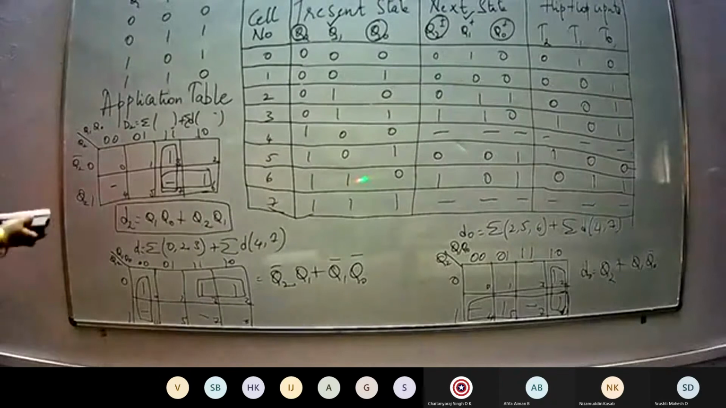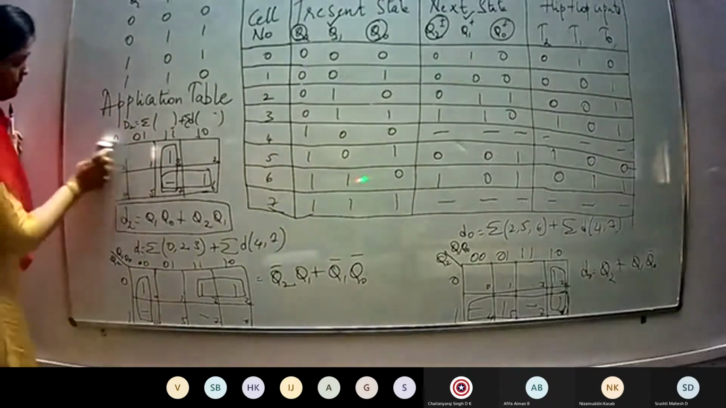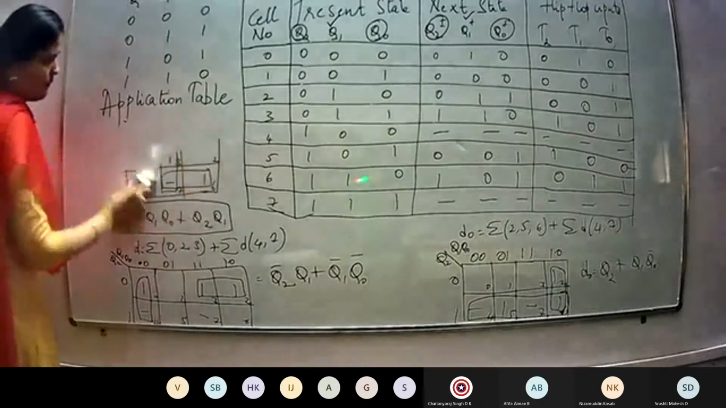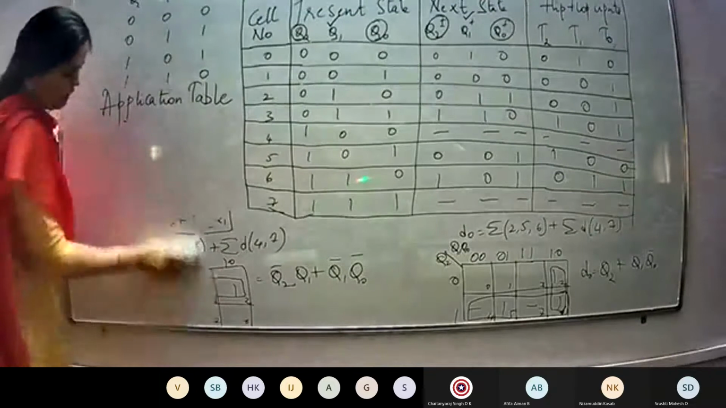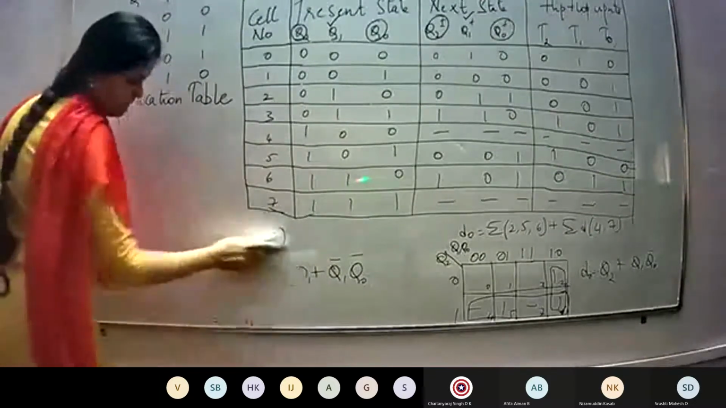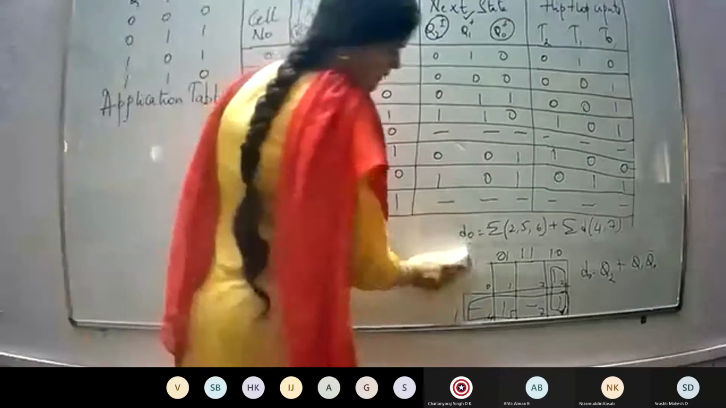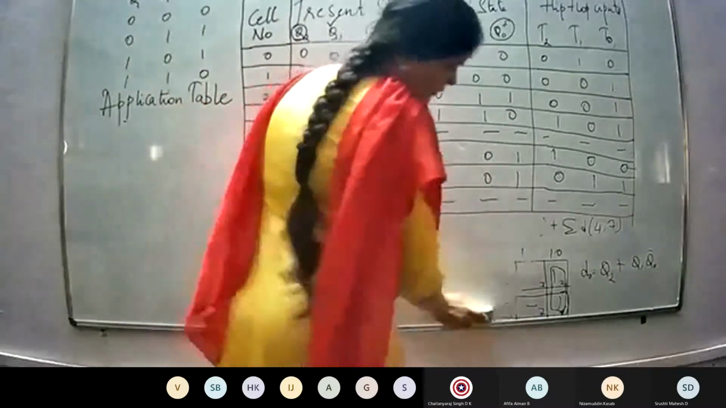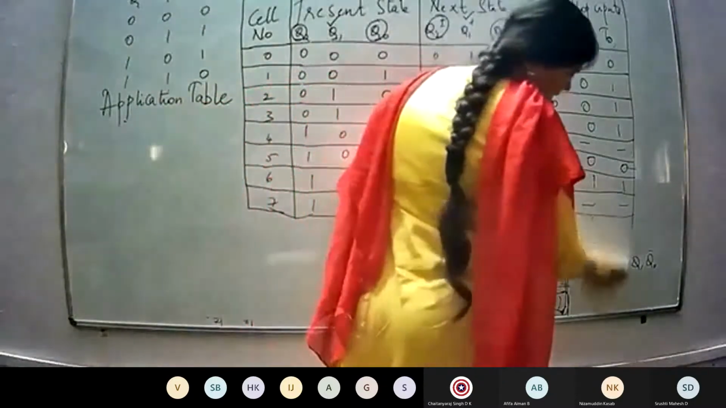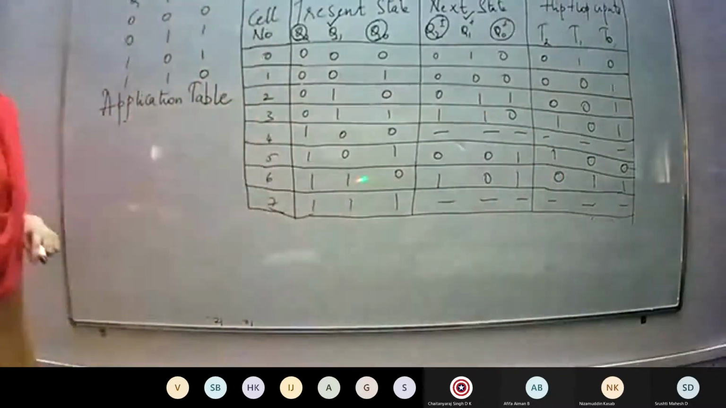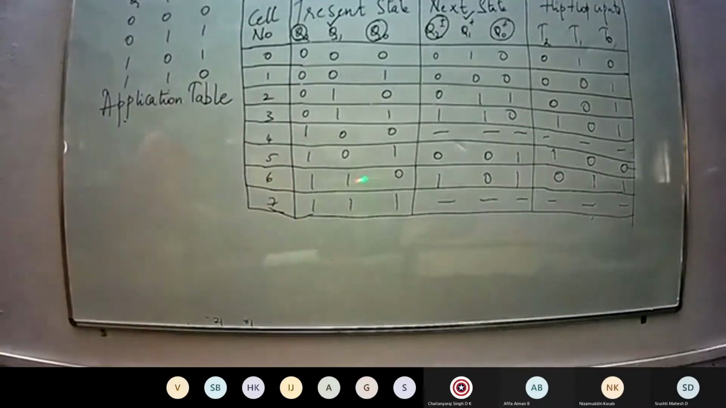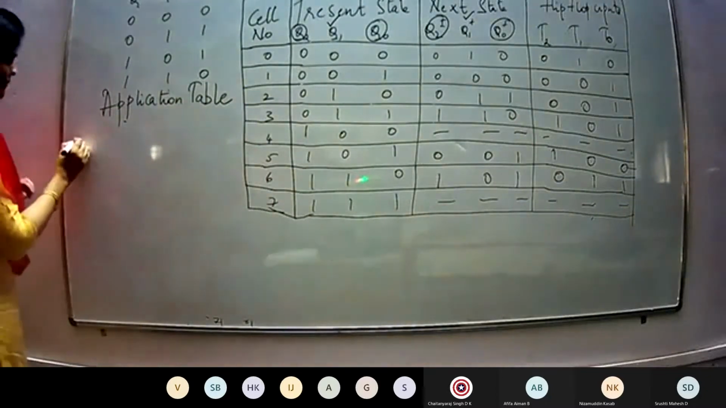Now put the K map and tell me the answer. This problem will fetch you 10 to 12 marks. These kinds of problems will be asked for 10 or 12 marks. For T2 you put a K map, for T1 you put one, and for T0 you put one. So you will be putting 3 K maps, each a 3-variable K map. Tell me the answer, what is T2?